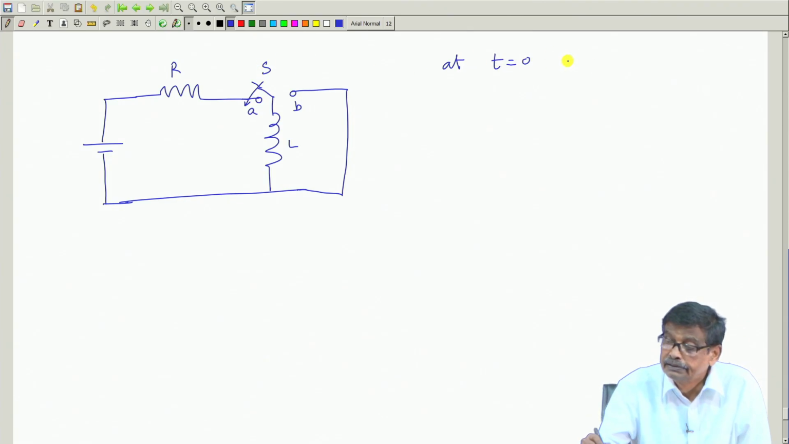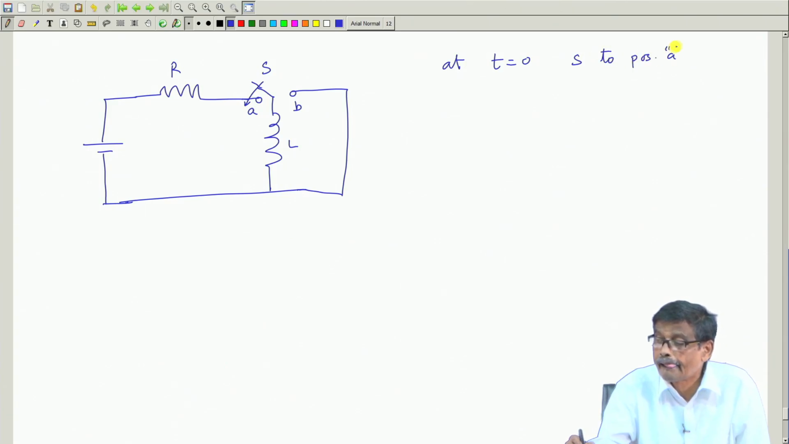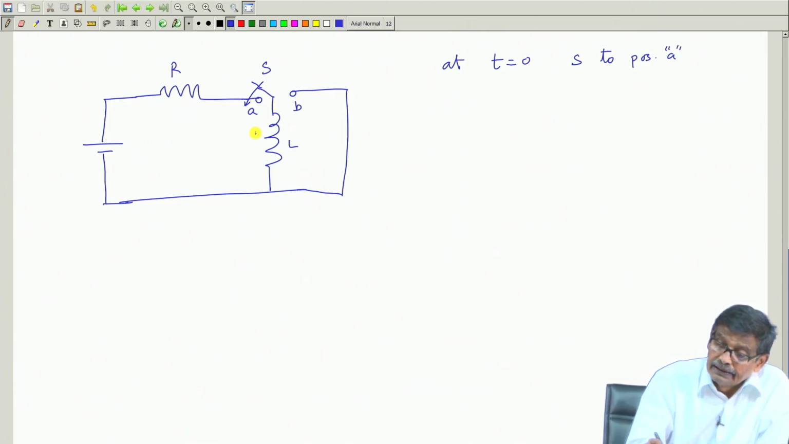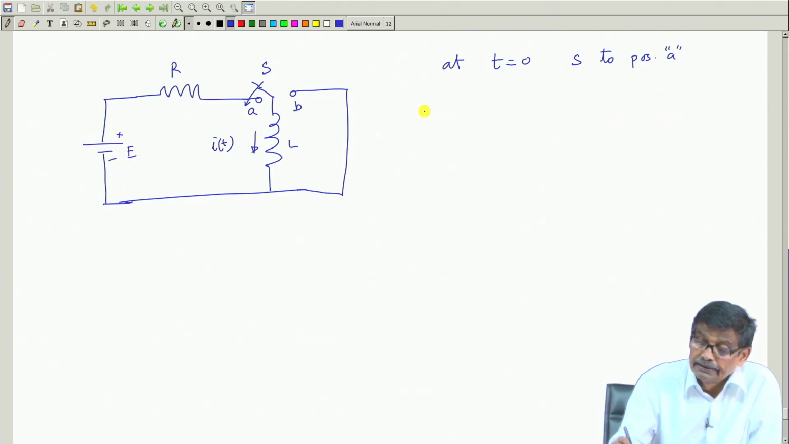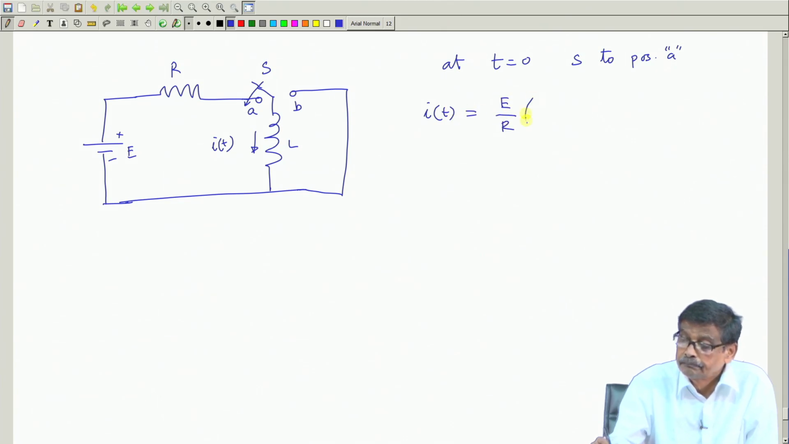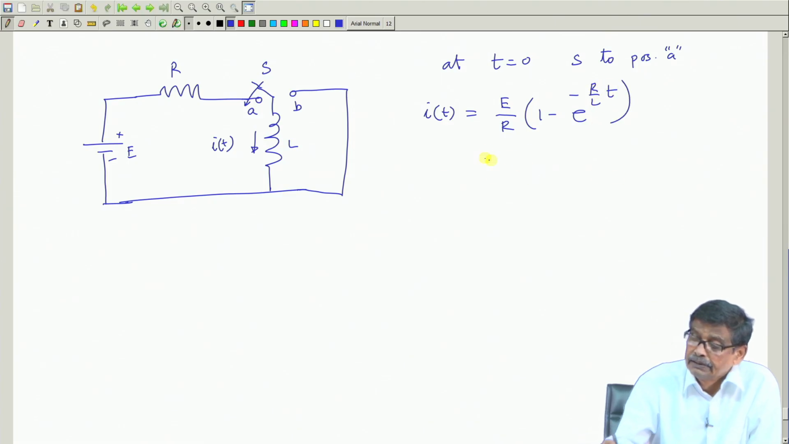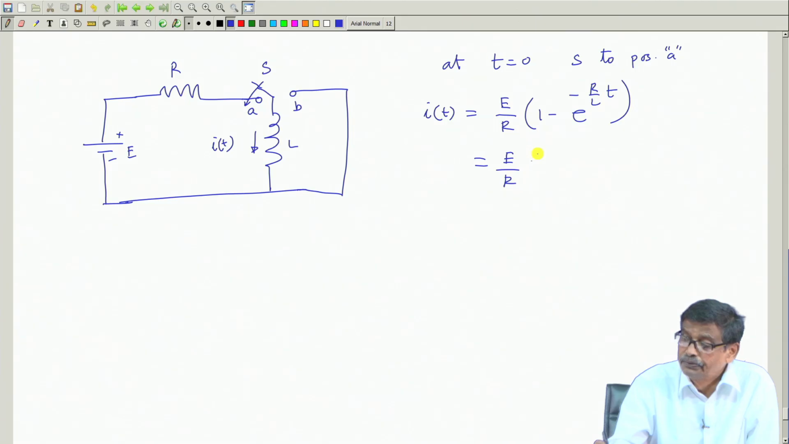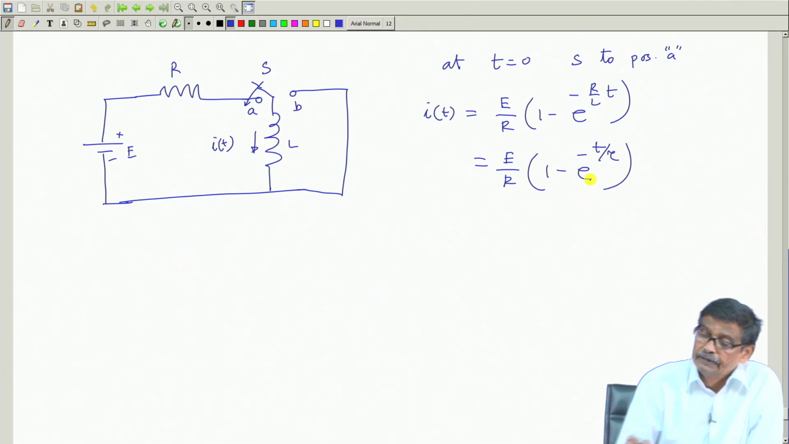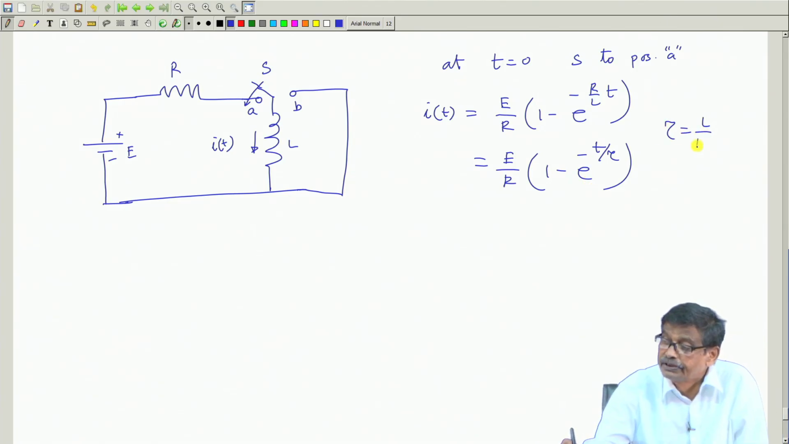S to position A. Then this is a series RL circuit, I t, this is E, and then the current expression we know it will grow up like that. We have seen this, that is E by R into 1 minus e to the power minus t by tau, also good. Tau is L by R, the time constant of the circuit.